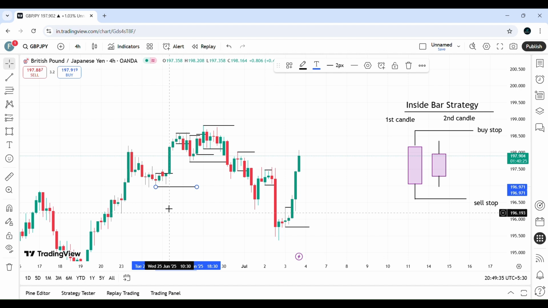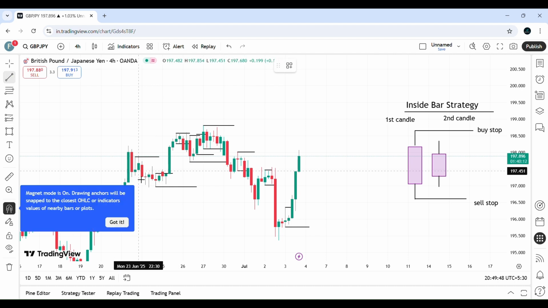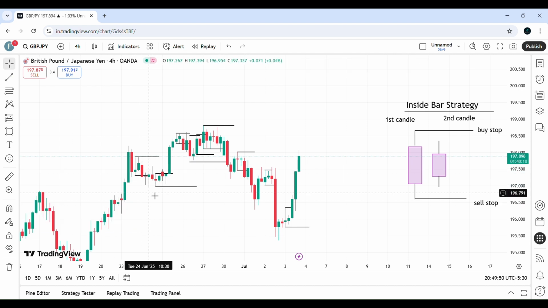And let's look for another one. This candle is completely inside this candle. So you look for it again. And here's your entry. You win this trade again. Both sides, you win the trade. It's another win. And you could see this as well.